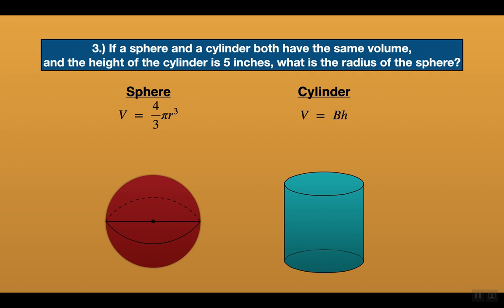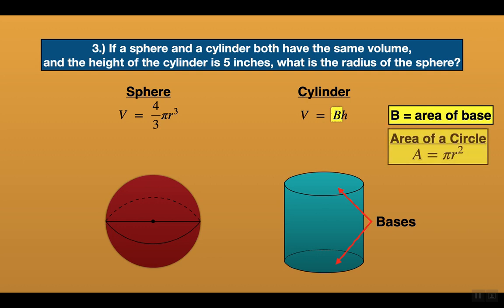Now, regarding the formula for the volume of a cylinder, make sure you remember that the capital B stands for area of base. The bases of a cylinder are circles. And how do we get the area of a circle? We get the area of a circle by multiplying pi times radius squared. So because of that, we're going to replace the capital B in the formula with pi r squared.